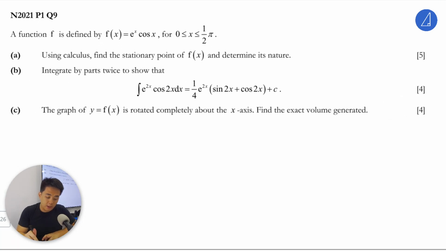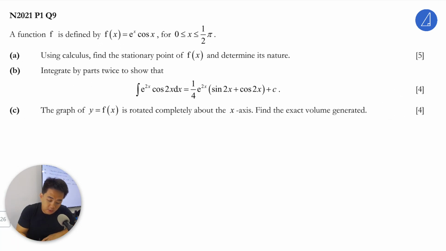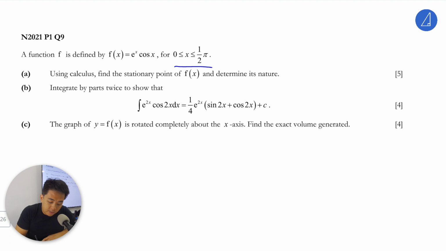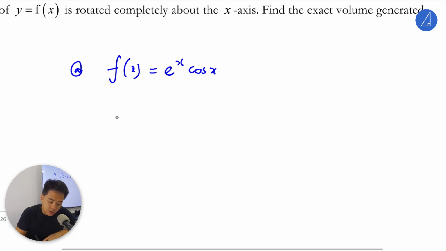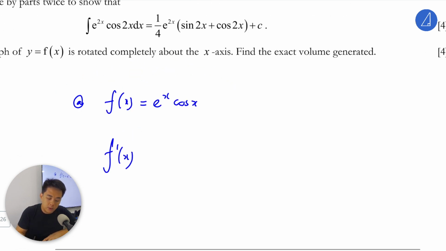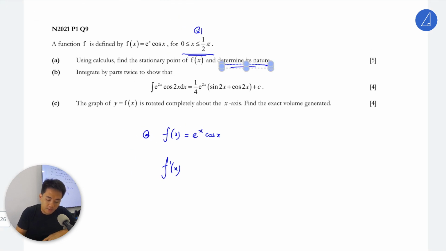Using calculus, you're told to find the stationary point. This one just says that it's quadrant 1, so 0 to 90 degrees, you just take note of that. Whatever solution you get outside of this domain, you just reject, okay? So f(x) is given by e^x sin x. Just be mindful, it's the product rule. You also need to determine its nature later on.